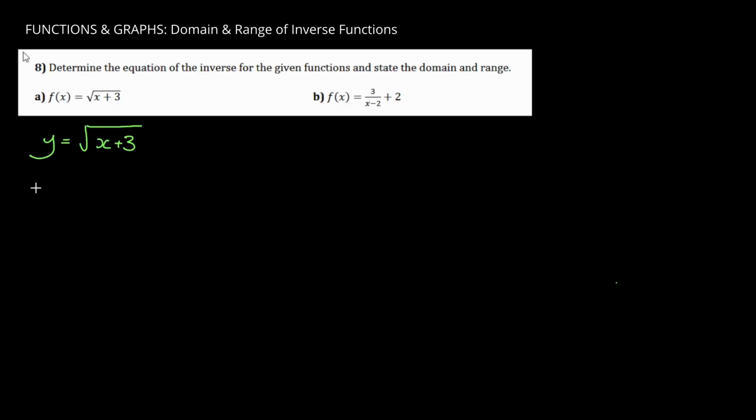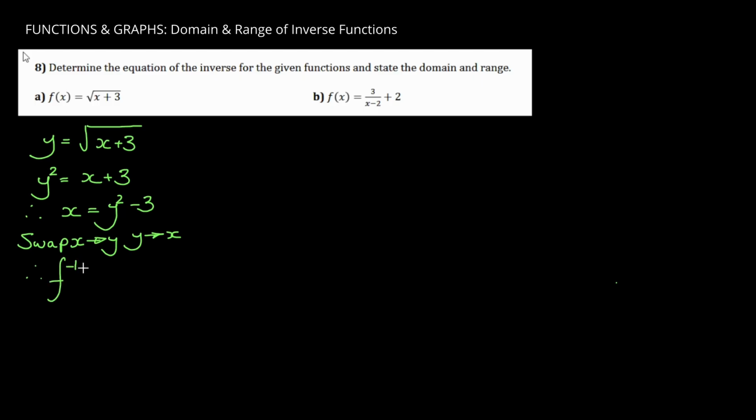Okay, the normal procedure for finding the inverse is to set y equal to our function. So if I now square both sides, I get y squared is equal to x plus 3. And therefore, rearranging everything, x on its own is equal to y squared minus 3. Now we swap, and using the function notation again, we get that f to the minus 1 of x is equal to, swapping this to an x, x squared minus 3.